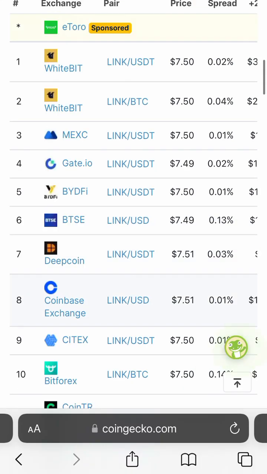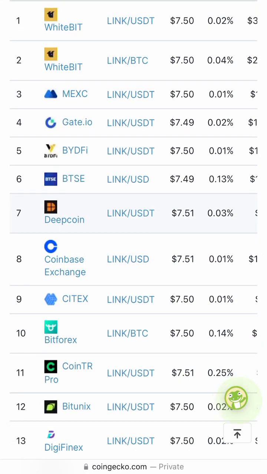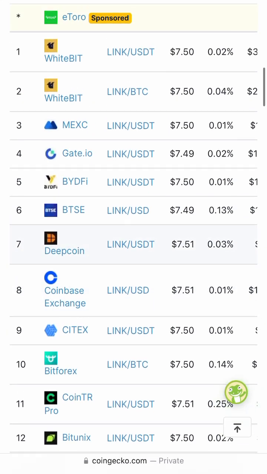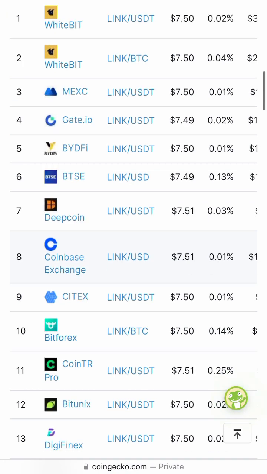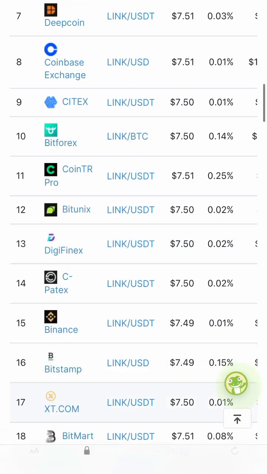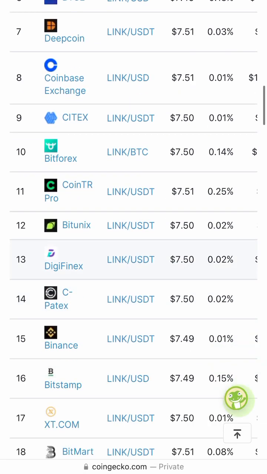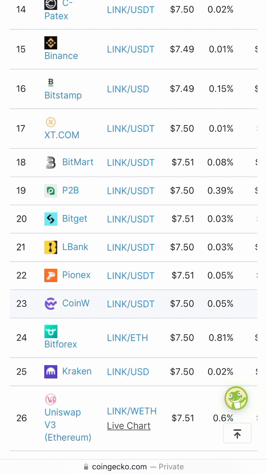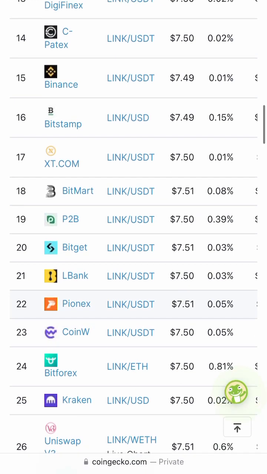Now, let's take note of one. Look at number 4. You're going to see gate.io, LINK/USDT. Now, the price is selling at 7.49. Let's scroll down and you see that other exchanges have different prices. Now let's come to this one. You see Pioneers. In Pioneers, it's selling for 7.51. So you see the slight difference.